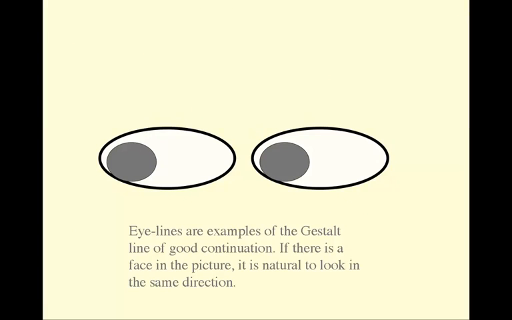Eye lines, there's a couple ways to think about eye lines here. They are examples of the Gestalt lines of good continuation. So if we're looking at this diagram, we're saying that these eyes are looking over our left shoulder. So it's natural for us to follow an image that has eye lines that control us to look where the image is looking.